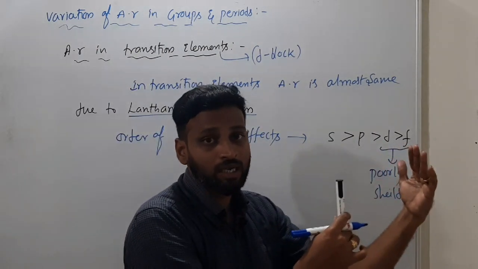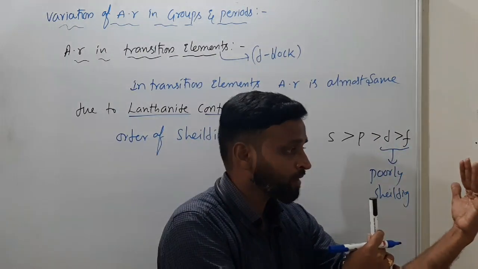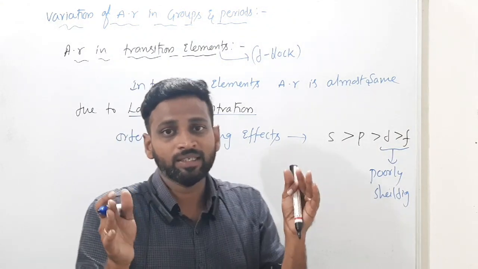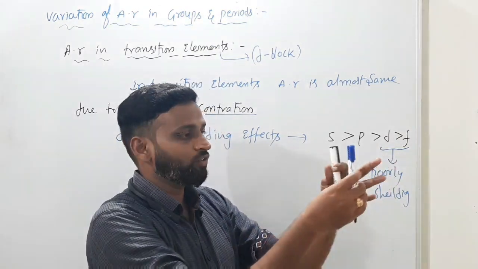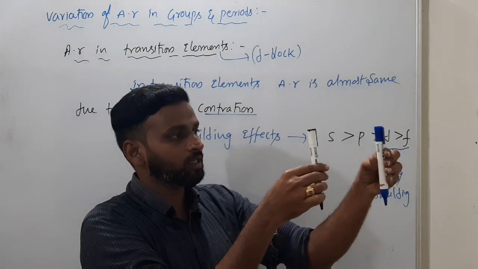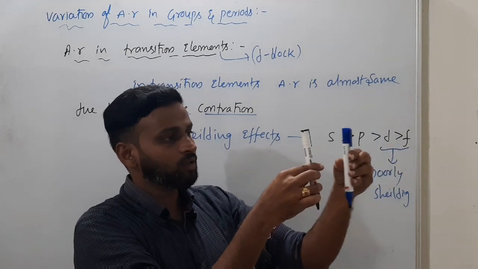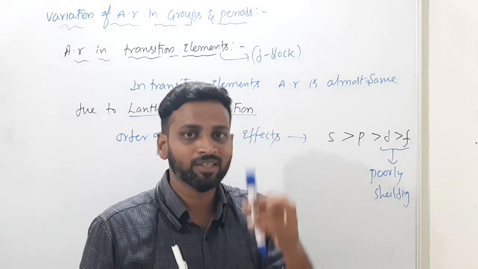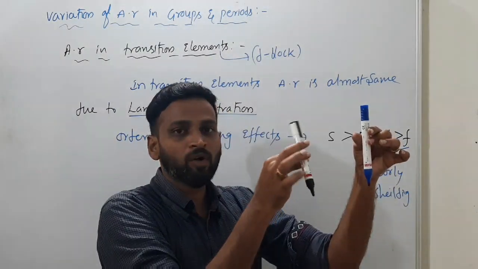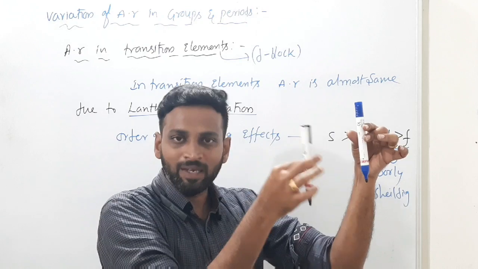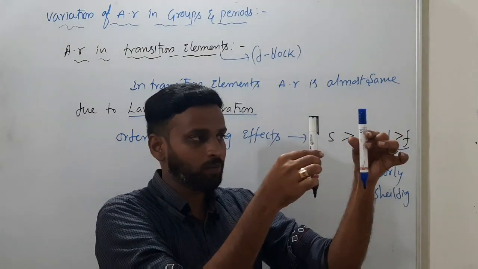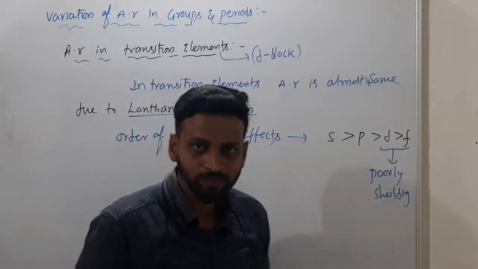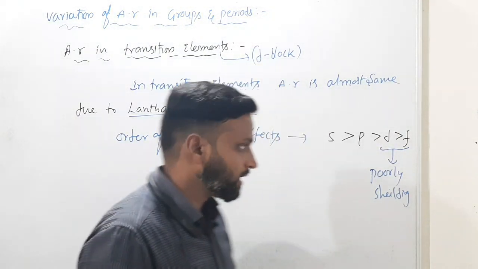If the inner subshells are not protecting properly, then the outer electrons are attracted towards the nucleus, and certainly the distance decreases. Correct or not? If I am not protecting properly, what happens? This girl will come towards the ice cream. So the distance between the ice cream and this girl is decreasing, because in the middle I am not protecting properly. I became old, so I am not protecting properly. Certainly this girl will come towards the nucleus. Nucleus means ice cream here. Understanding what I am saying?